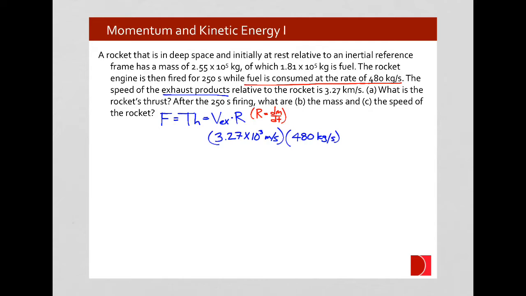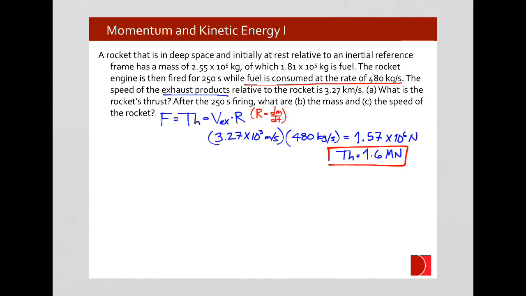When we put all these together, we get 1.57 times 10 to the 6th newtons, or 1.6 meganewtons is the thrust that this rocket engine gives us. The next part is to find out what the mass of the rocket is after 250 seconds of firing and what the speed of the rocket is.